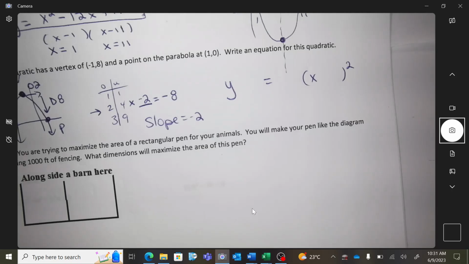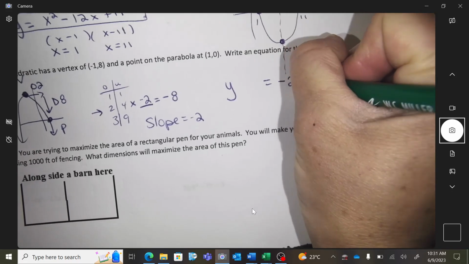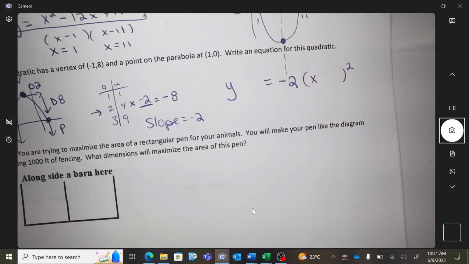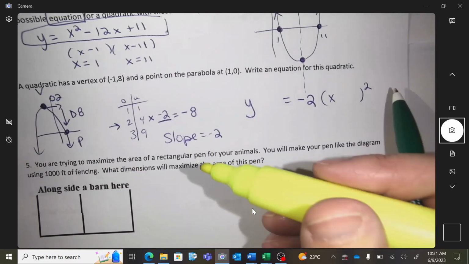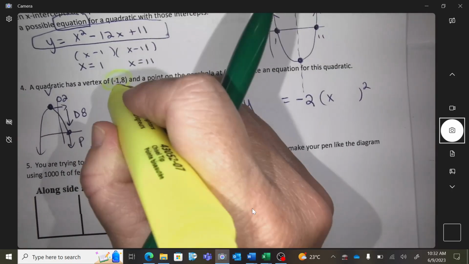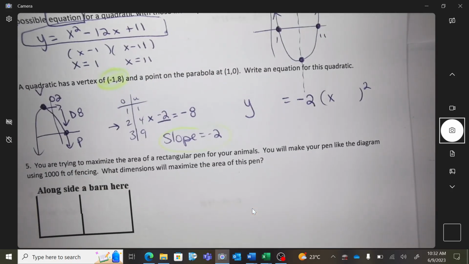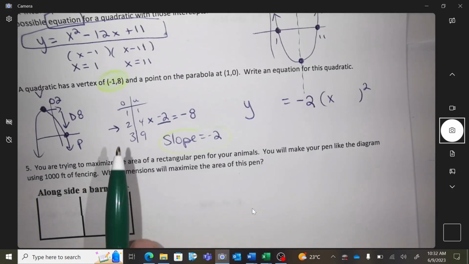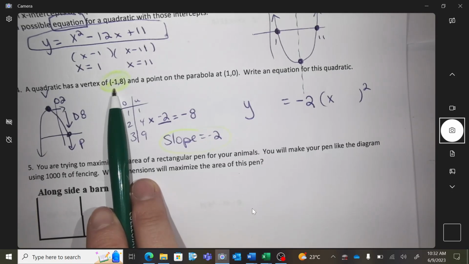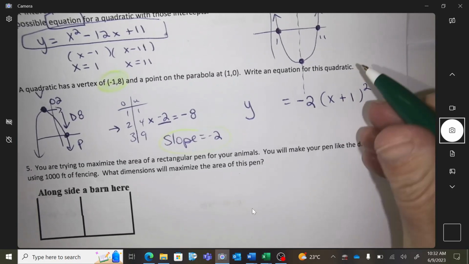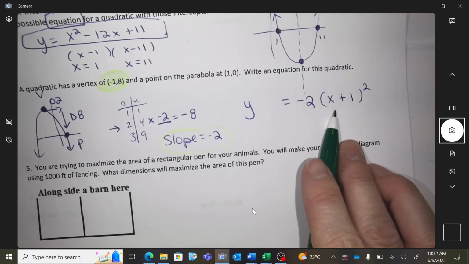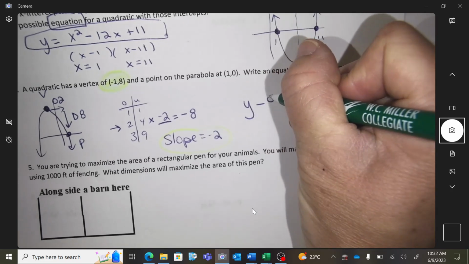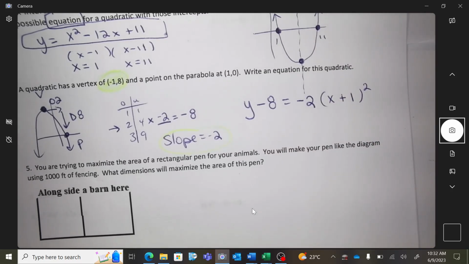Okay, do your plugins. So you're going to replace the slope with -2. And you're going to plug in the vertex. So there's our slope, our vertex. I don't care about the point anymore. I just need the vertex and the slope in there. So how do I put this in? Same or opposite? Opposite. So +1 goes with the x, and subtract 8 goes with the y.